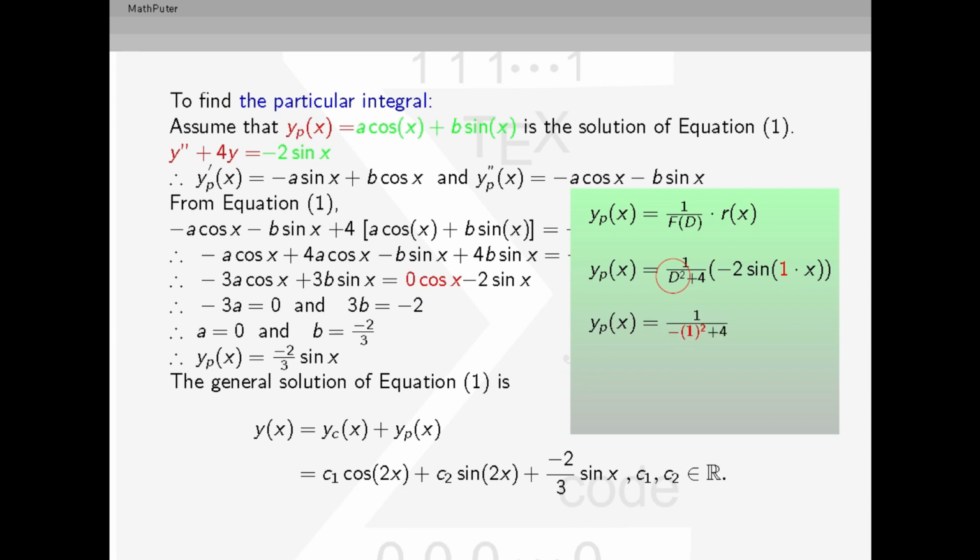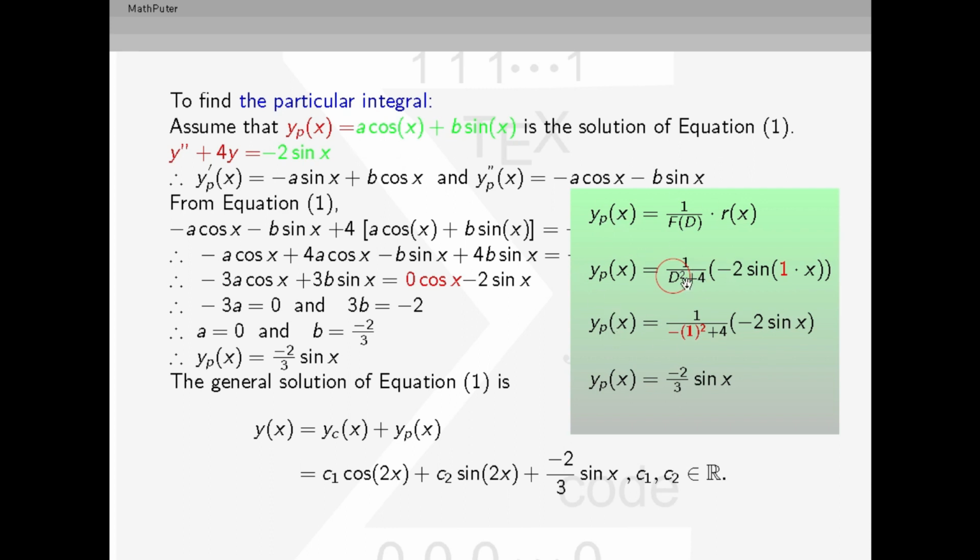This is the denominator, numerator is 1, multiplied by minus 2 sine x. So the quantity is 1 upon minus of 1 square plus 4 into minus 2 sine x, which becomes minus 2 upon 3 sine x. That you know, 1 upon minus 1 plus 4 is 3, and this minus 2 we have, which is the same as minus 2 upon 3 sine x. Right. So in the examination, either you can follow this assumption method, which is known as undetermined coefficient method, or you can follow this shortcut.